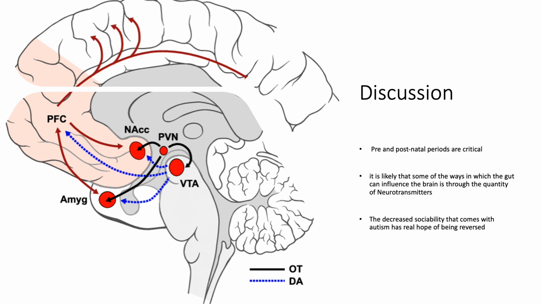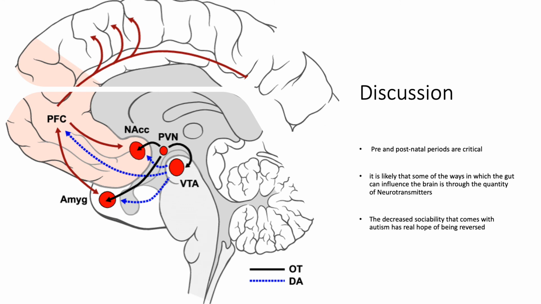The finding that L-reuteri increases oxytocin levels, leading to an improvement in sociability in ASD animals, means that it is likely that some of the ways in which the gut can influence the brain is through the quantity of neurotransmitters. The known mechanism by which it is thought that L-reuteri plays a role is via the vagal nerve fibers projecting to the PVN, where oxytocin is produced. It is thought that L-reuteri increases vagal nerve activity, which in turn increases the activity of the PVN.